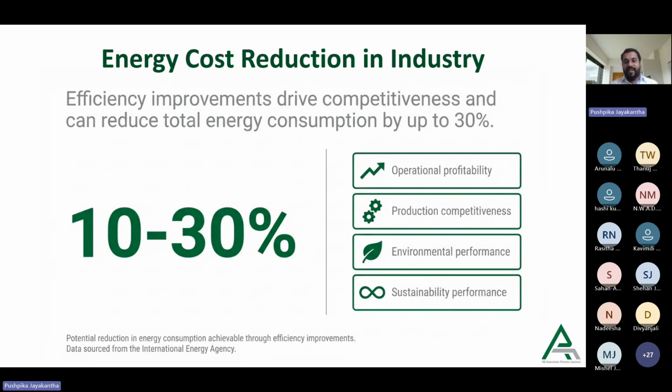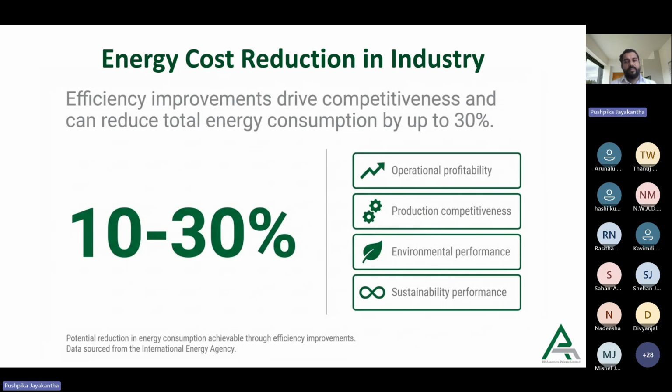Let's move on. So in many industries, this energy cost typically represents 5 to 20 or 30% of total production cost. And actually this depends on the industry type.